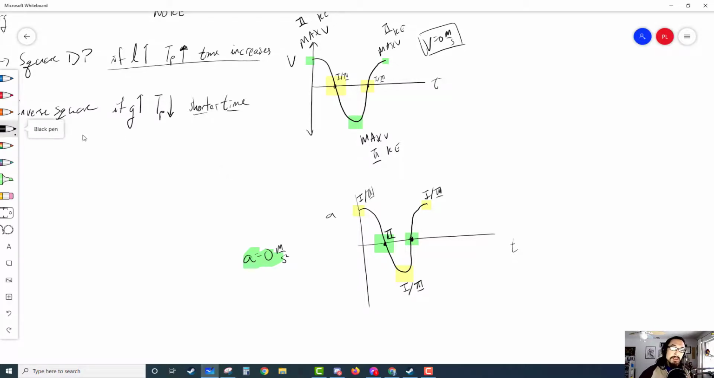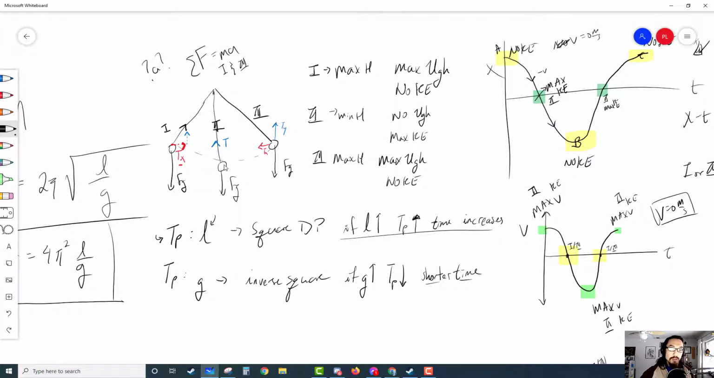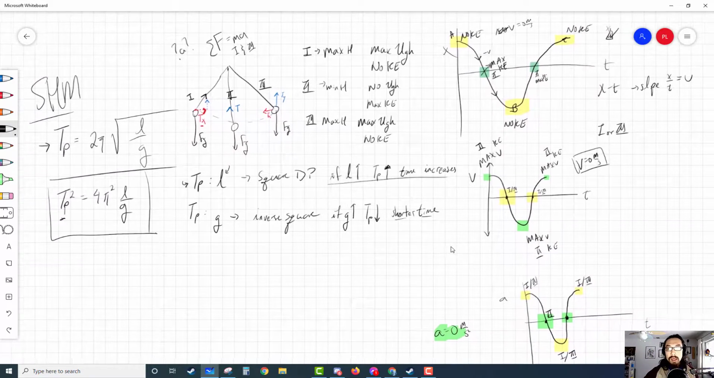Now we said that's at position 2 right here when it's vertical. That is true because our net force is 0. The tension and the force of gravity cancel out, so you have no net force. Remember, it's just the momentum of the pendulum that keeps this object going. All right, so we have that.